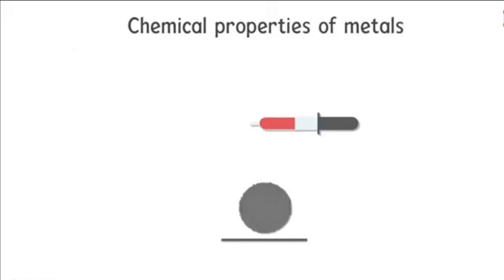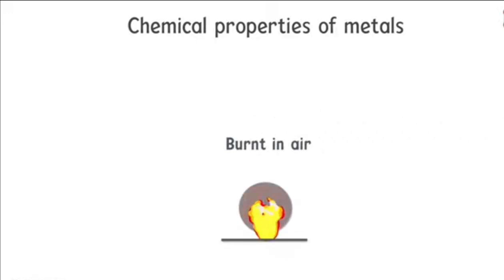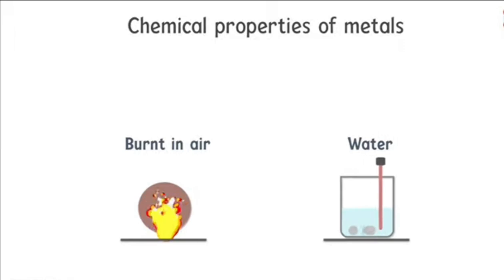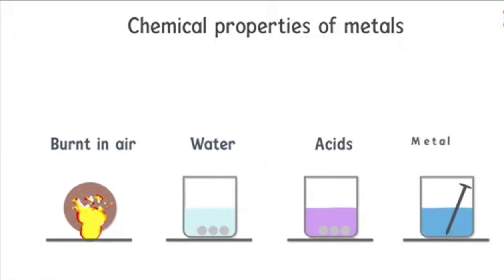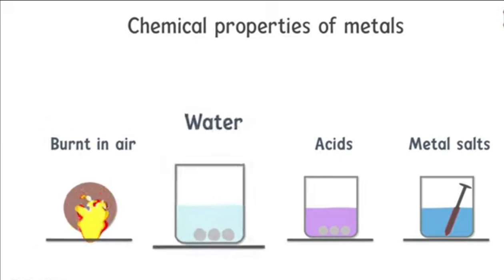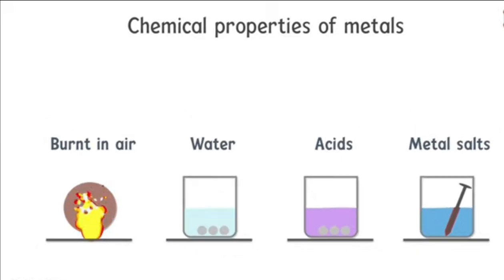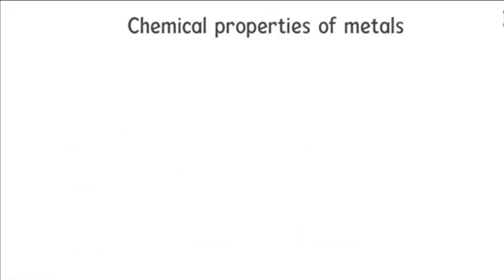Now we will discuss the chemical properties of the metal. First, how the metal burns in air. Second, what is the reaction with the water. Third is how it reacts with the acids, and fourth is how the metal reacts with other metal salts. Now we will discuss how the metal reacts when it burns in air.